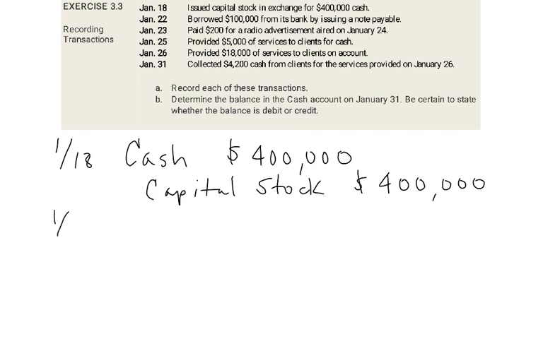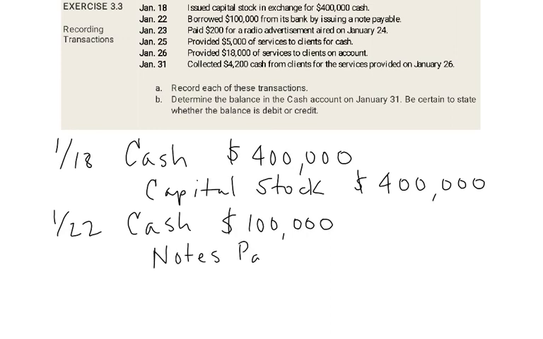So January 22nd, I borrowed $100,000 from its bank by issuing a note payable. So therefore I've increased cash again, haven't I? So I do that with a debit entry, and I did it with a note payable, which is a liability, and I increased that with a credit entry. Let's move to January 23rd.